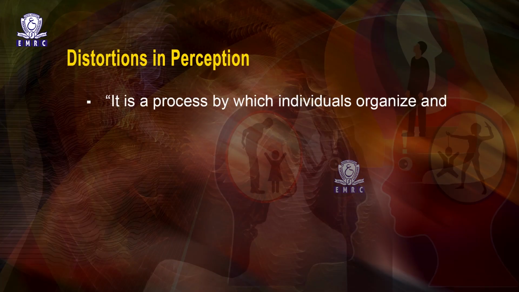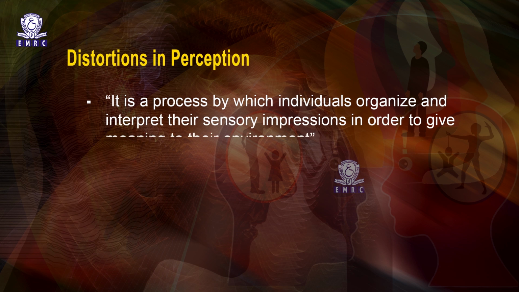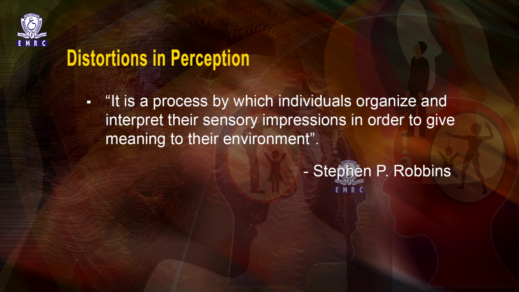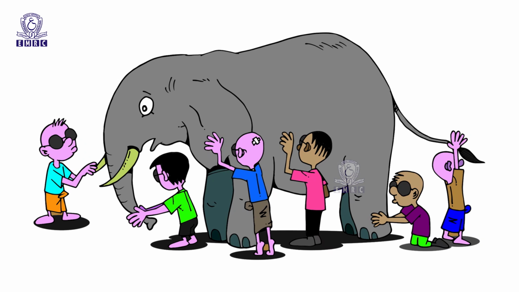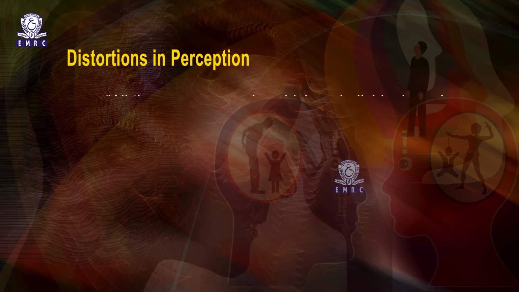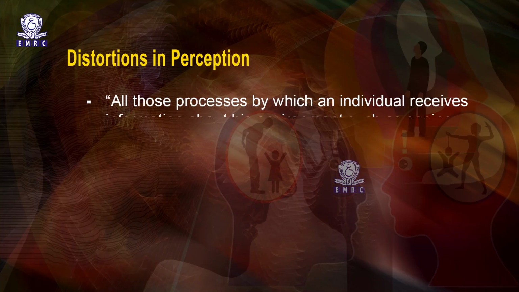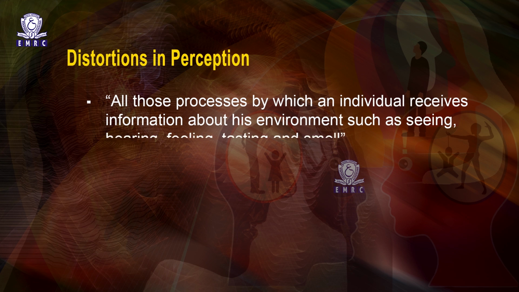According to Stephen Robbins, it is a process by which individuals organize and interpret their sensory impressions in order to give meaning to their environment. People's behavior is determined by their perception. Perception consists of several processes which are influenced by the circumstances and the perceiver himself. In the words of Joseph Reitz, all those processes by which an individual receives information about his environment, such as seeing, hearing, feeling, tasting and smell.